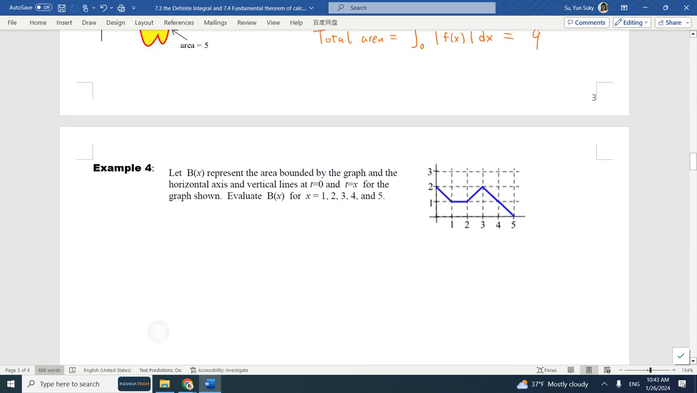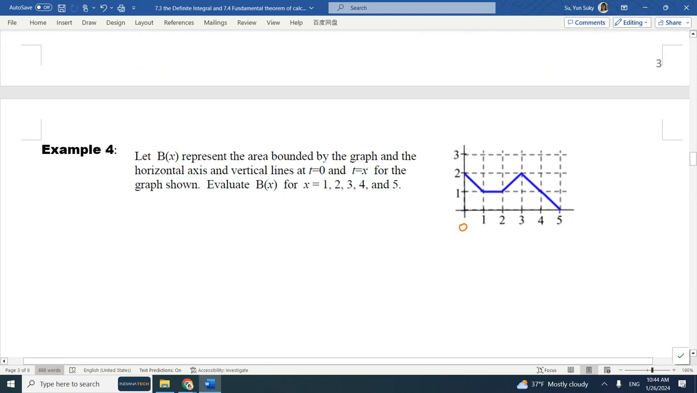So continue. B of x will represent the area bounded by the graph and the horizontal axis and the vertical lines t equals 0 and t equals x. For the following, we want to evaluate B of x for x equals 1. So what's B of 1? B of 1 represents your x is 1 right here, so you're talking about the area. B of 1 is this part.